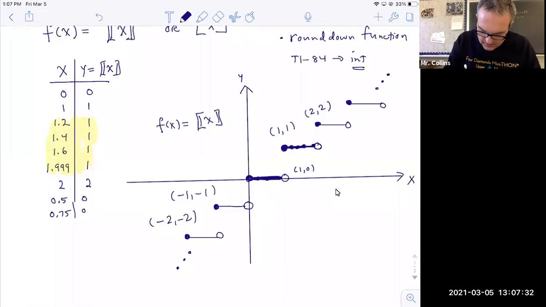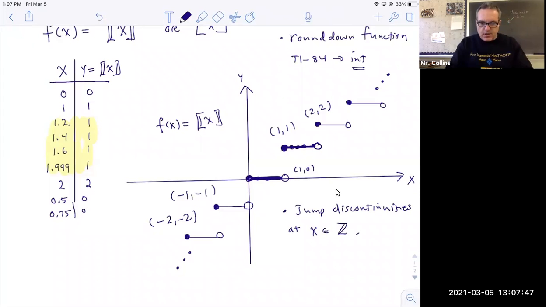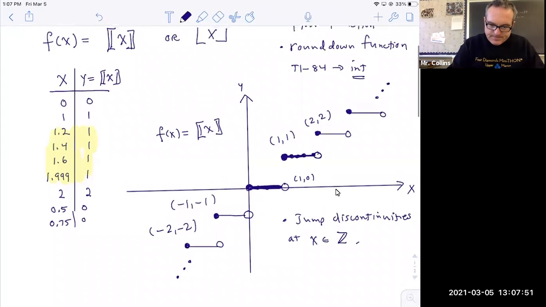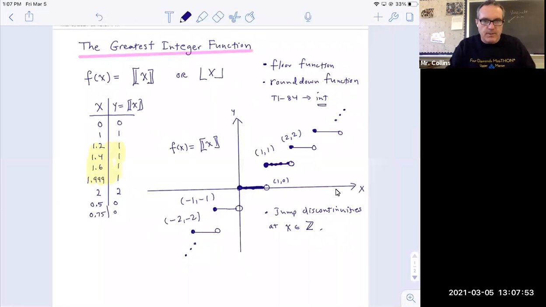It's got a lot of what we call jump discontinuities. Let's see if I can spell that correctly. At x an element of the integers. So at every integer, you're going to have one of these jumps up. It's not very typical, but this is an example of a discontinuous function. Okay, guys? Hope that helps.